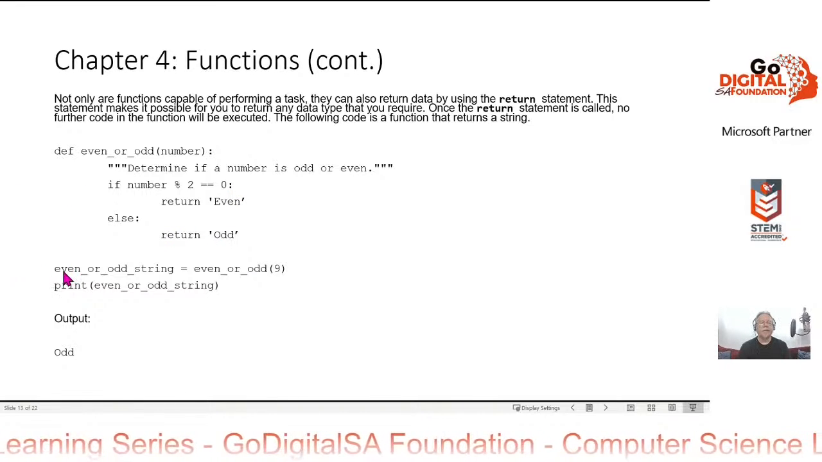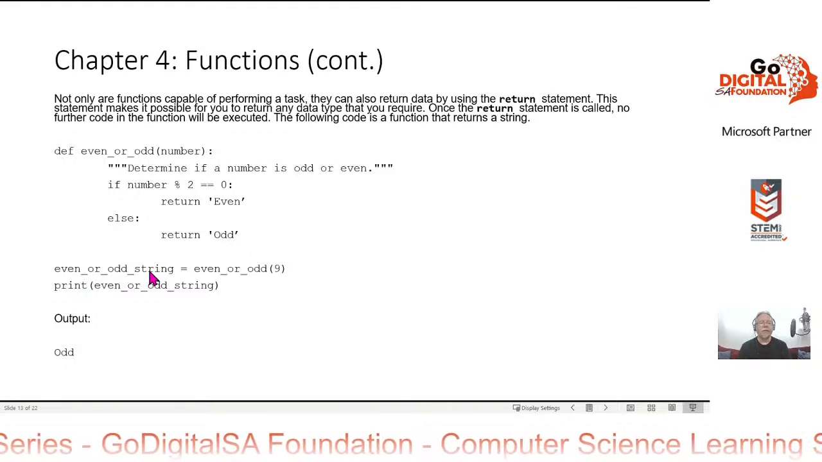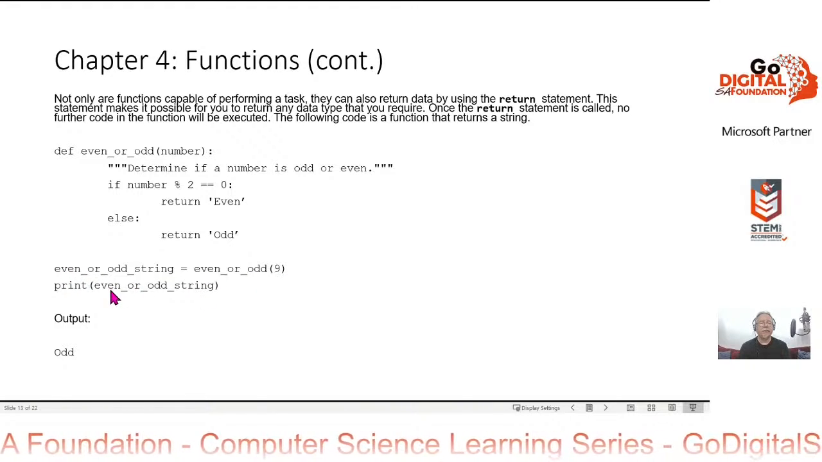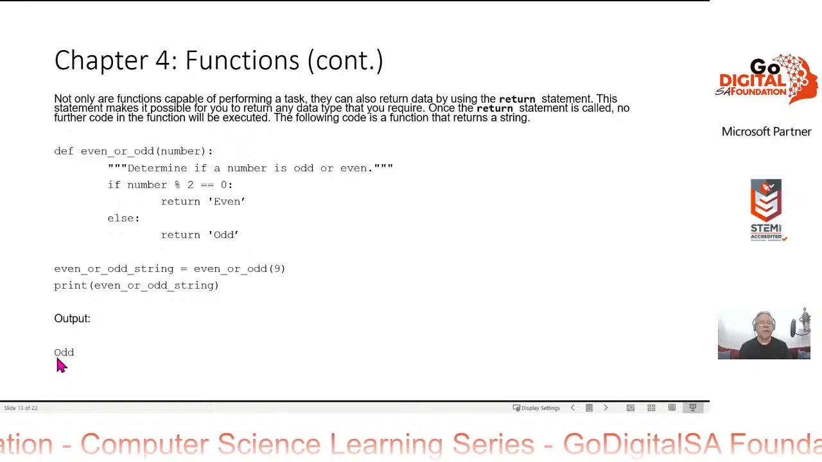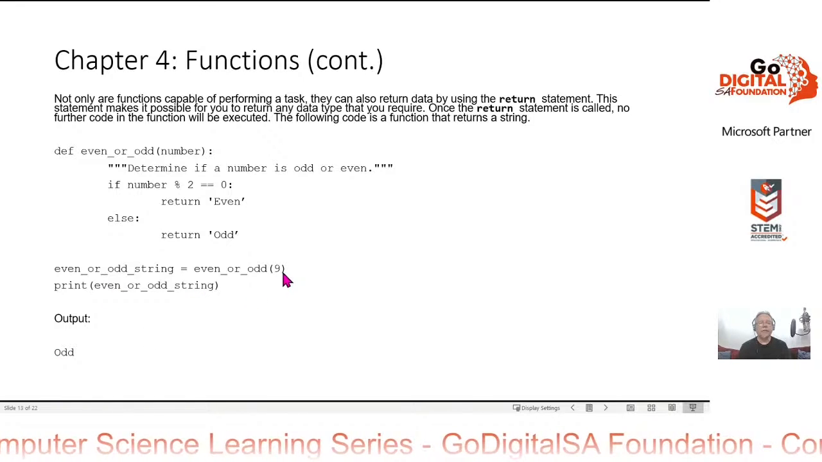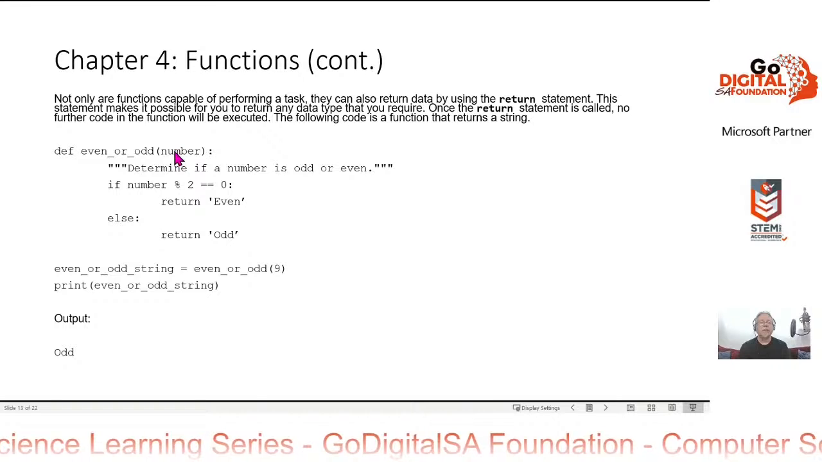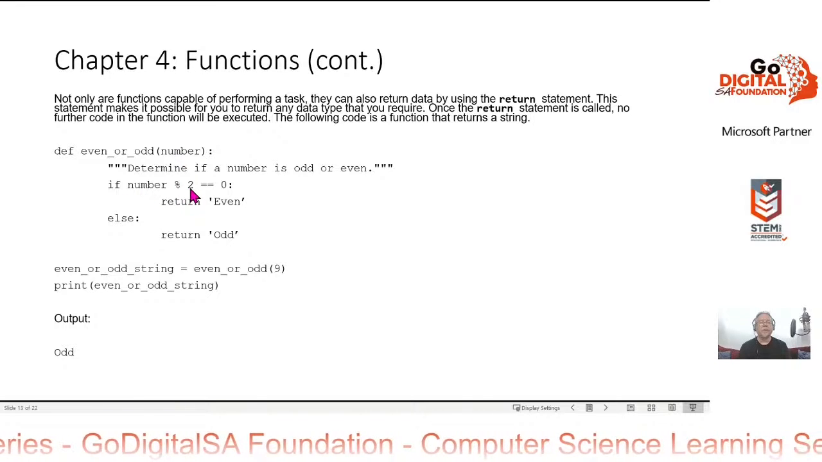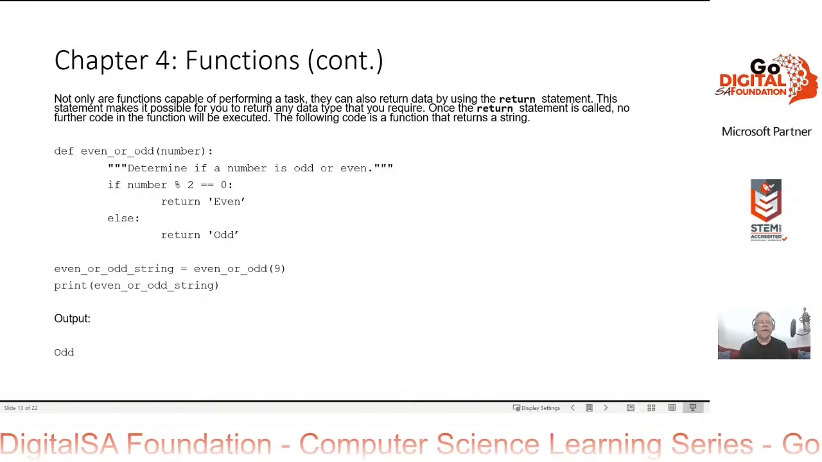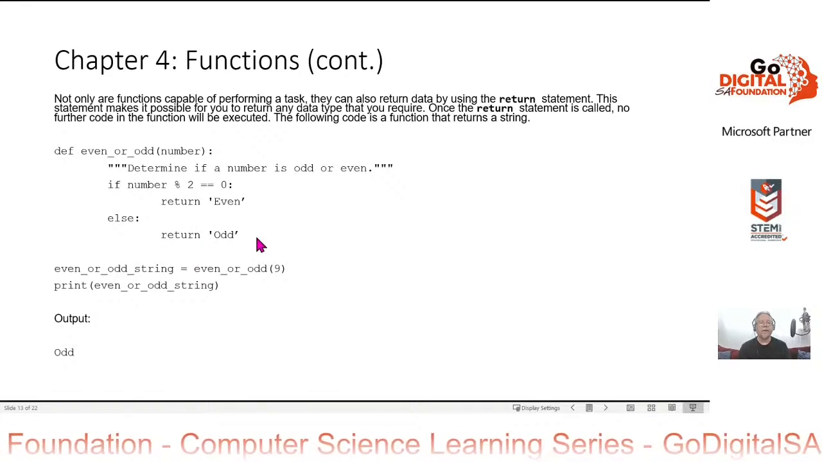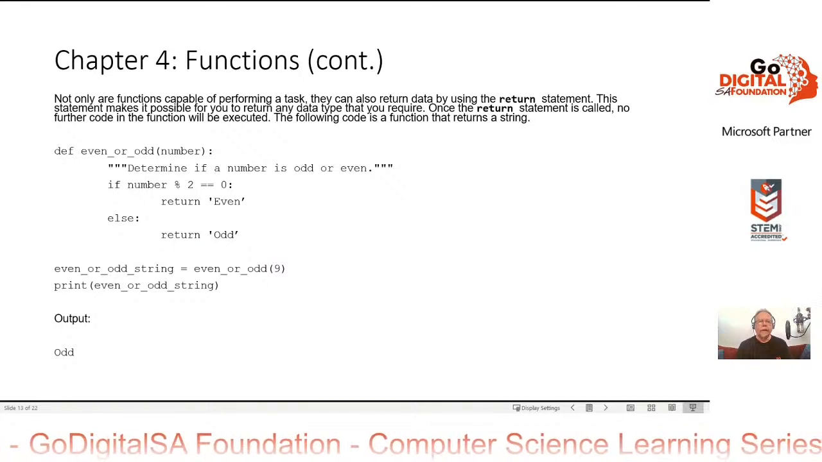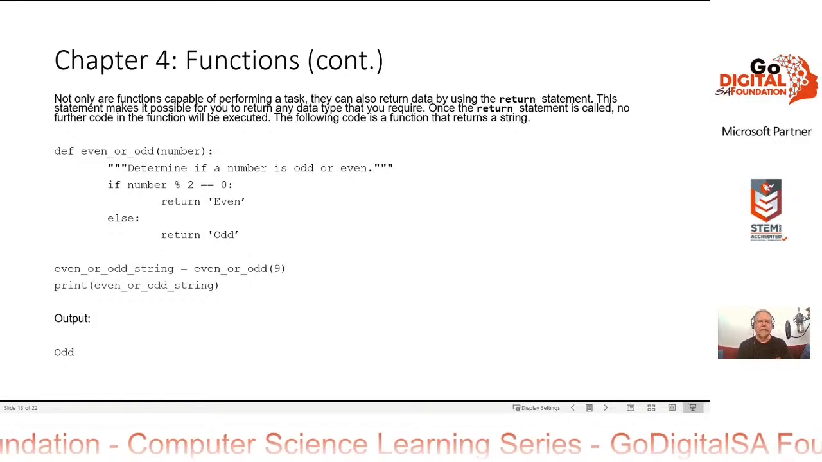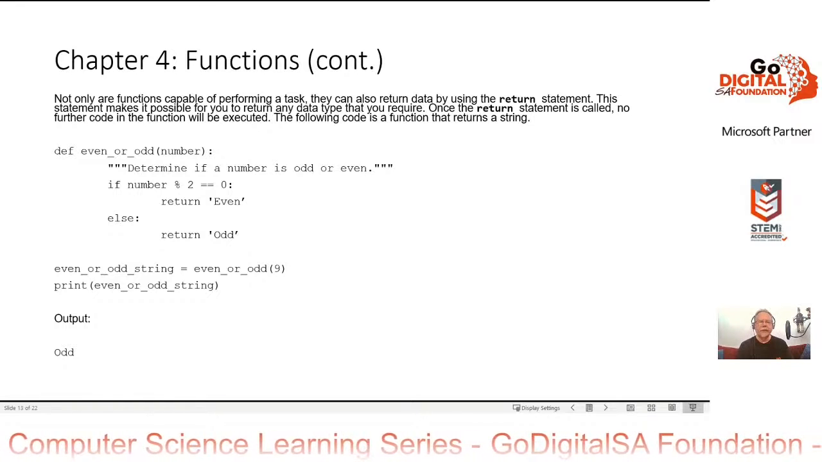Okay, so if we call this function by setting a new variable equal to even_or_odd(9), and then we print the even_or_odd string, it's going to say odd. Okay, because 9 was passed as number, and 9 modulo 2 is 1, so it's going to return odd. Being able to return a value is very important in functions. So let's see how we can do this.